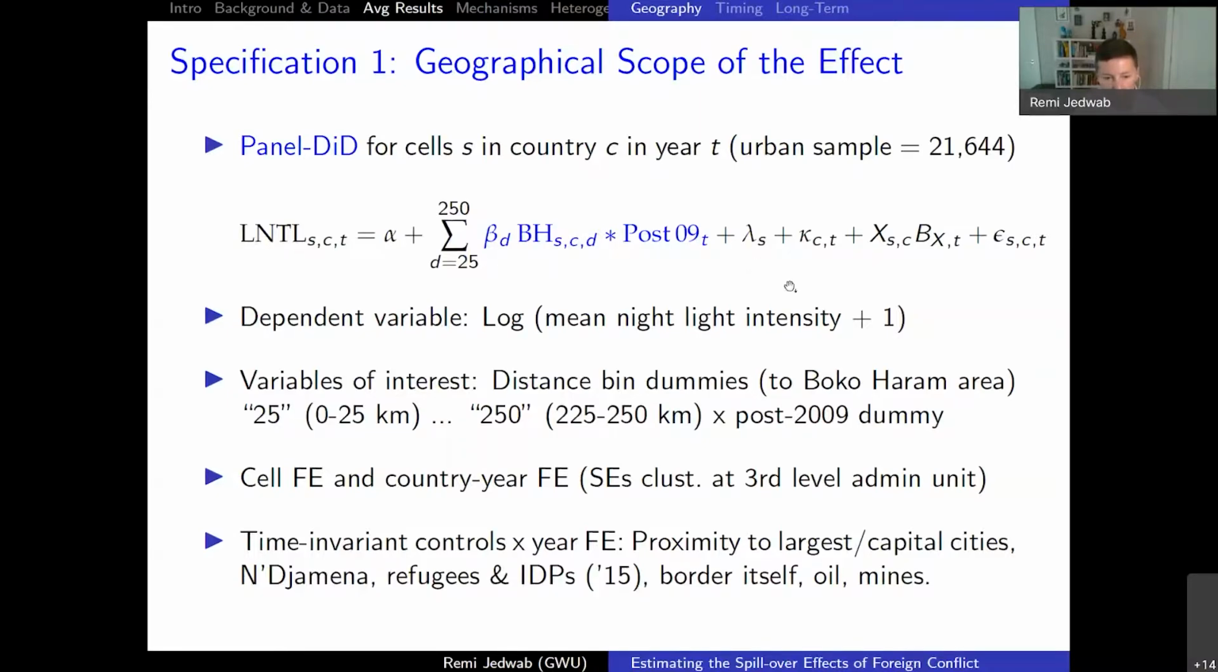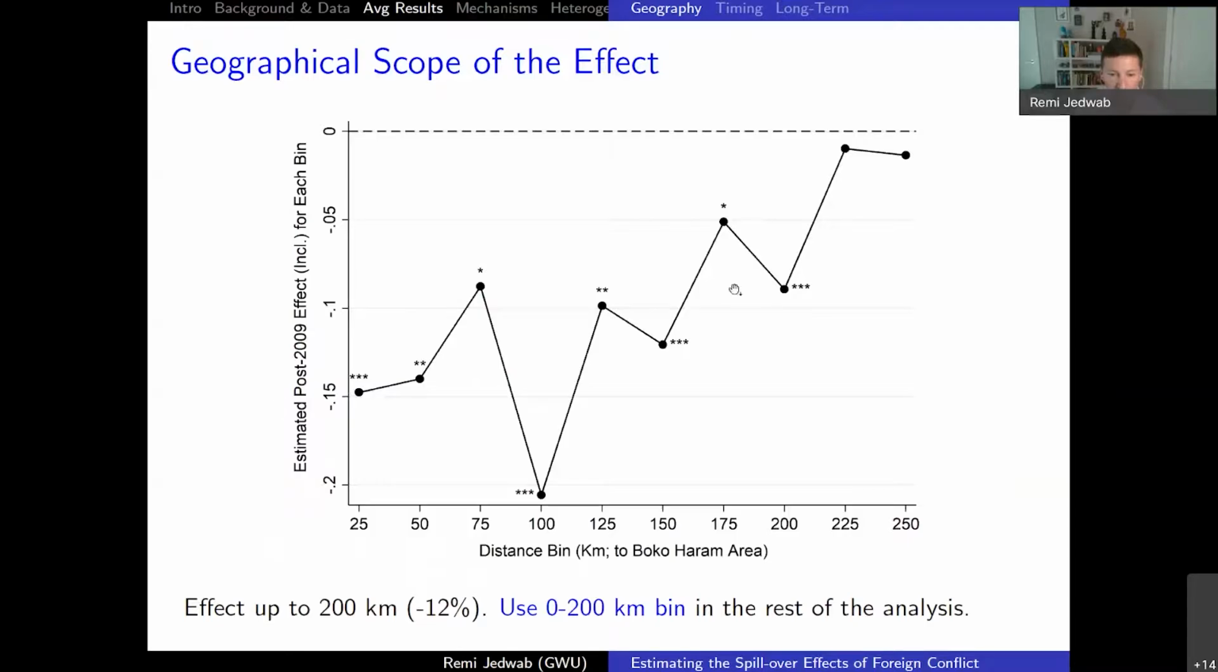So here we have cell fixed effect, country fixed effect, different controls. And what we see is that the effect is very strong close to the border. So it's around -15, -20, so it's like -15%. Night lights are lower. And then the effect disappears after 200 kilometers. So this is more or less the geographical scope of the effect. And then in the rest of the analysis, for sake of simplicity, we're going to use a simple dummy: are you between 0 and 200 kilometer?